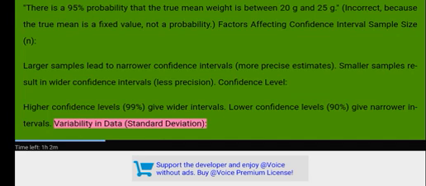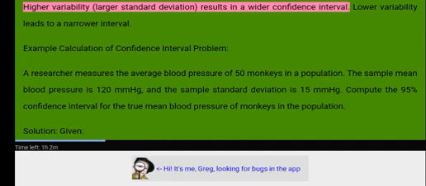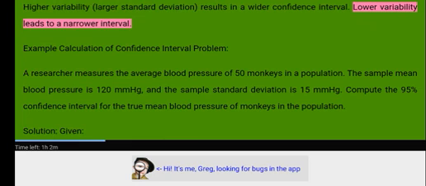Variability in data. Standard deviation. Higher variability, larger standard deviation, results in a wider confidence interval. Lower variability leads to a narrower interval.